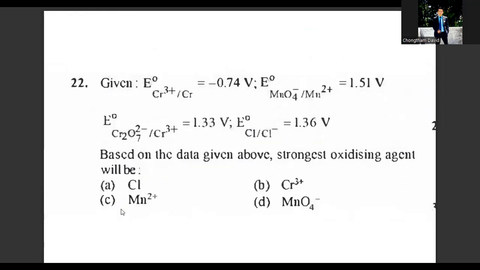Given cell potential of chromium and permanganate, dichromate, right from this cell potential values, you can easily answer the question. What is the strongest oxidizing agent? So higher the values of standard reduction potential or SRP, stronger is the oxidizing agent. So hence this permanganate would be the answer for question number 22. Let us see question number 23.